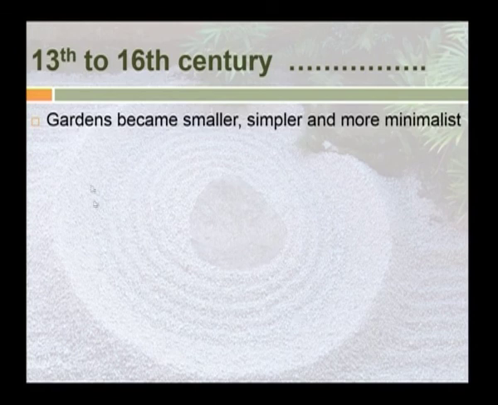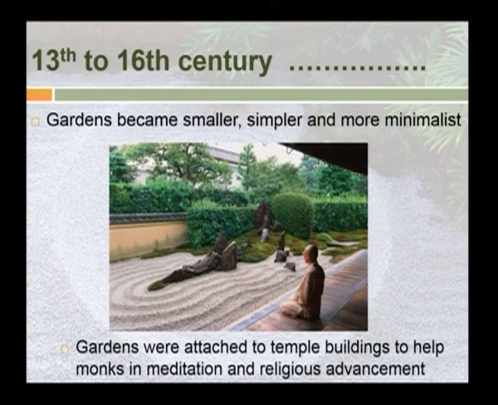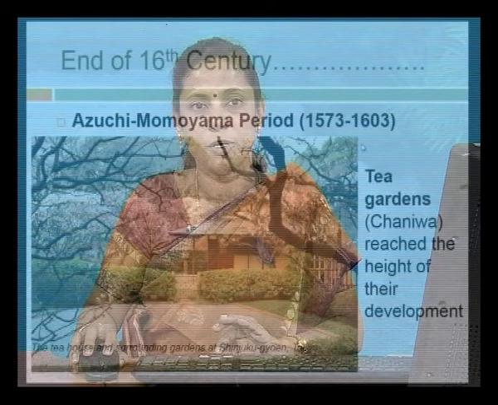So, in this period gardens continued to become smaller, simpler and more minimalist, and mostly gardens were attached to temple buildings. This was done to help monks in meditation and religious advancement. Towards the end of the 16th century, the tea ceremony gained importance.